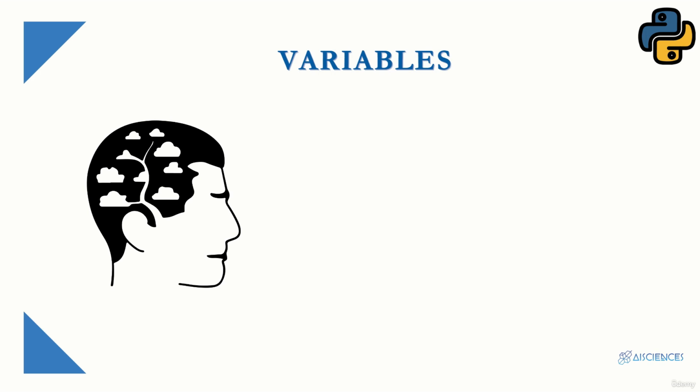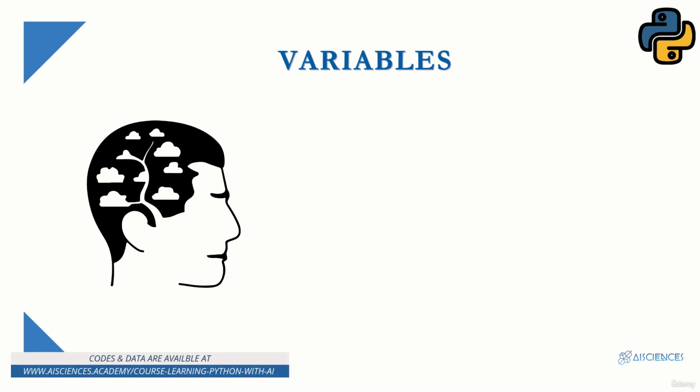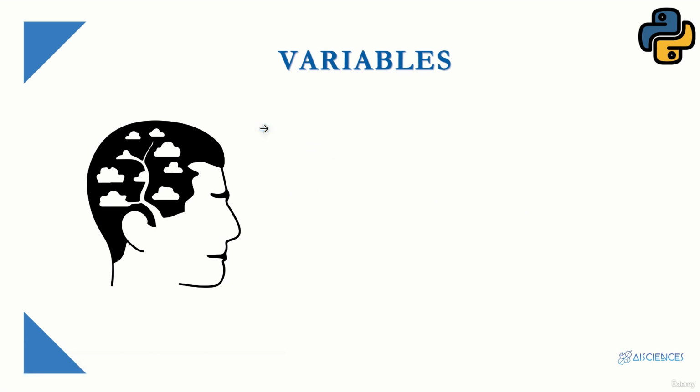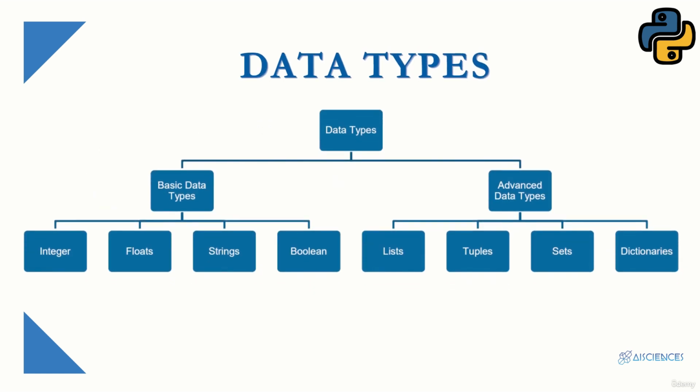So far, we have theoretically learned about variables, and the one-liner that we learned from the previous video is variables are used to store data. Now, when we talk about data, obviously we are talking about digital data, and digital data can have multiple types. So what are the data types that are available in Python?